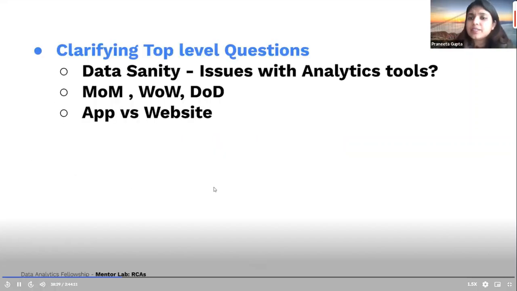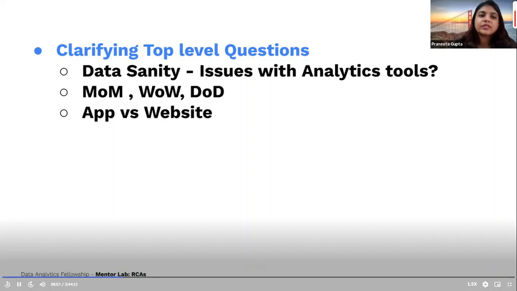The very first thing that I did was I asked some clarifying questions, right? Of course, one of the things that I did not ask was about data sanity, but that's a good question to ask. Where are we fetching the data from? Is the analytics tool correct? Is everything maintained properly? If there is an issue in how we are fetching the data itself, then whatever insights we get out of it are not going to be right.